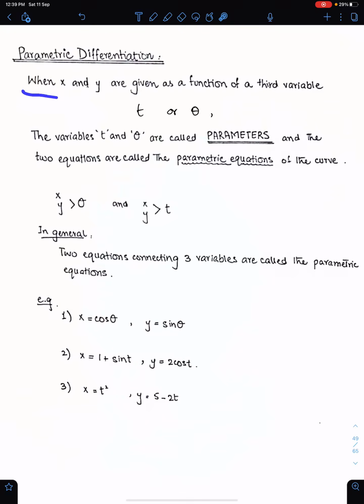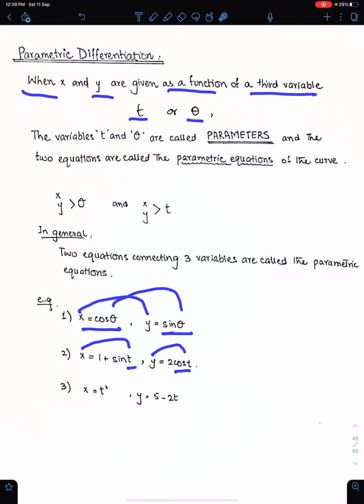When both x and y are given as a function of a third variable t or theta, like this, both x and y are given as a function of theta in this example. In this example, they both are given as a function of t, and this example, they both are given as a function of t, where theta and t are known as the parameters, and the two equations are called the parametric equations of the curve.